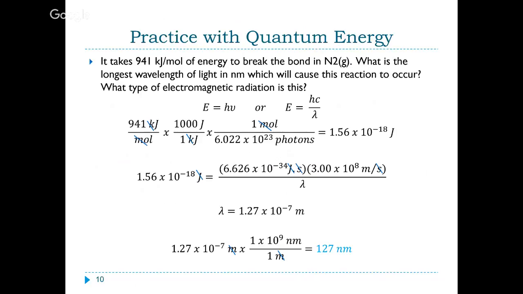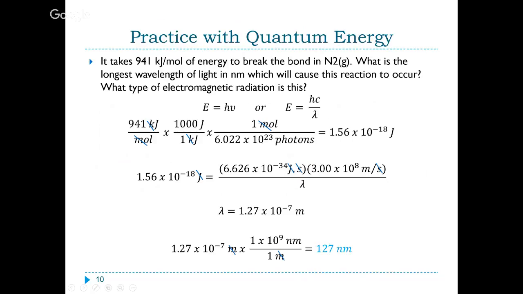So one more practice with quantum energy. It takes 941 kilojoules per mole of energy to break the bond in N2. So this is diatomic nitrogen as a gas. That should be a subscript. What is the longest wavelength of light in nanometers which will cause this reaction to occur?